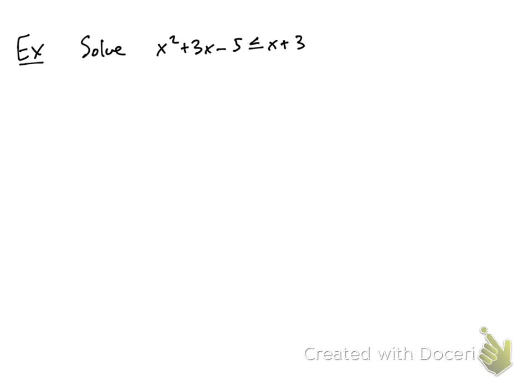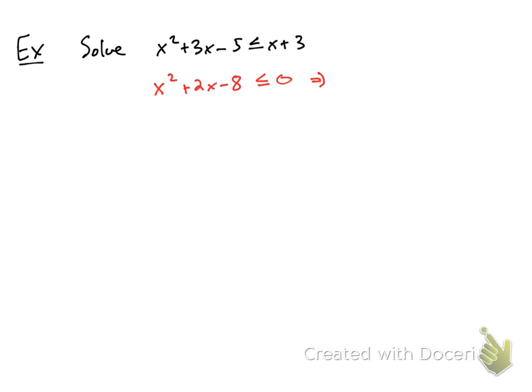Alright, so we have another quadratic inequality: x squared plus 3x minus 5 is less than or equal to x plus 3. Just like the last one, we want to set this less than or equal to 0. We want all the terms on one side, so this will be x squared plus 2x minus 8 less than or equal to 0.